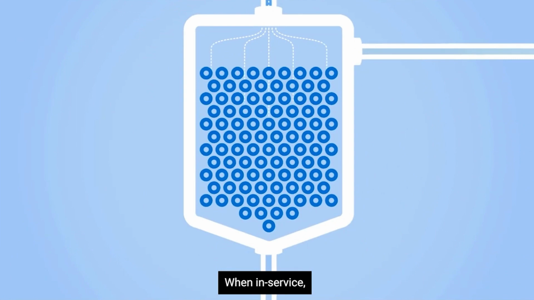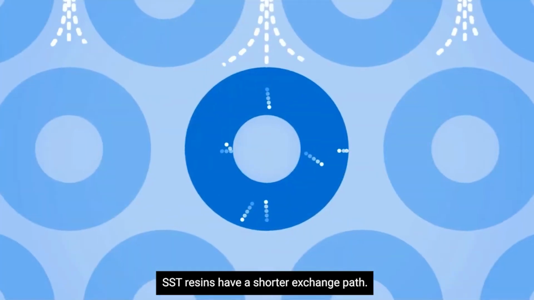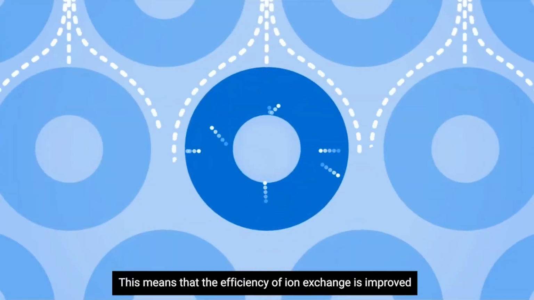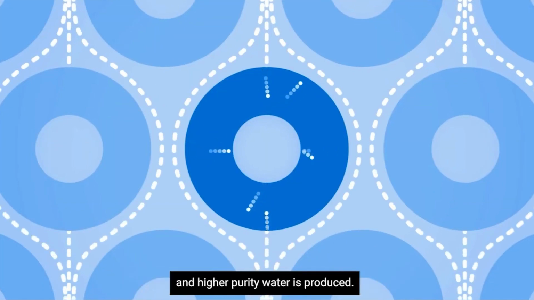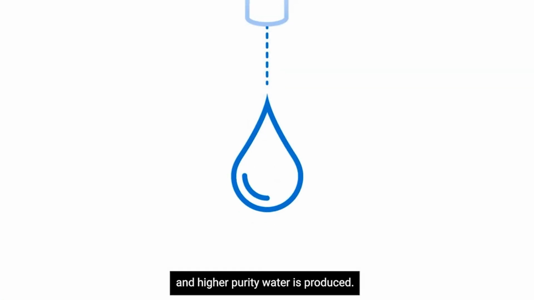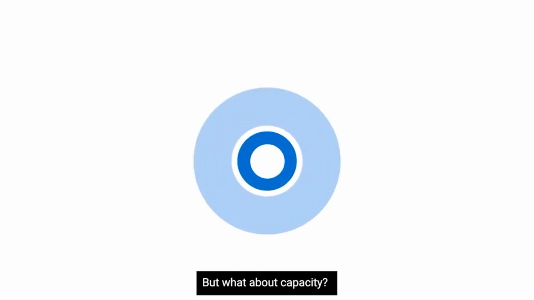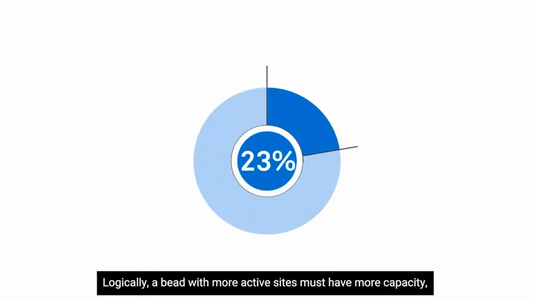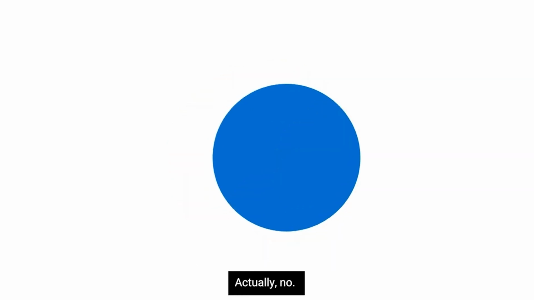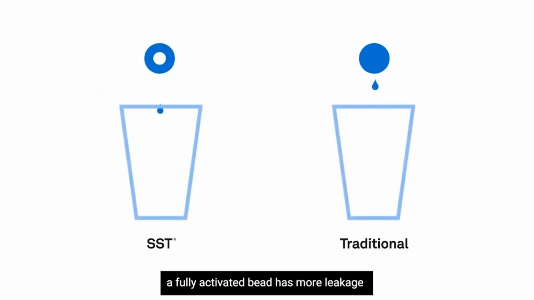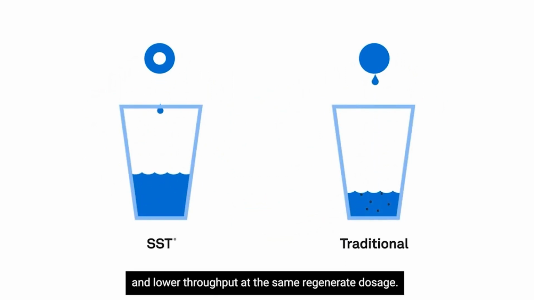When in service, SST resins have a shorter exchange path. This means that the efficiency of ion exchange is improved, and higher purity water is produced. But what about capacity? Logically, a bead with more active sites must have more capacity, right? Actually, no. Compared to SST, a fully activated bead has more leakage and lower throughput at the same regenerant dosage.